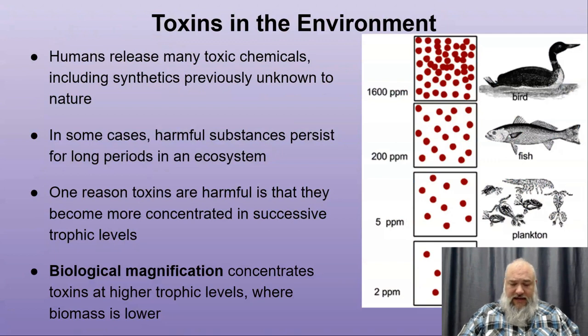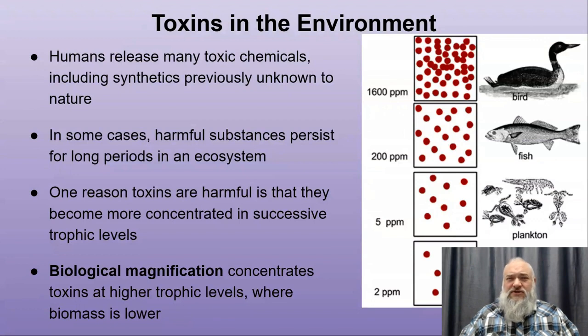Another problem that can occur is the buildup of toxins in the environment. Right now, as of the recording of this video, the buildup of PFAS chemicals in the environment is a big concern, and there's a lot of battles going on about how much should be allowed or not allowed in soils and water tables and things like that. So we release toxic chemicals, including things that have never been known by nature before. And in some cases, those can persist for long periods of time in the ecosystem: years, decades, in the case of PFAS, centuries. Okay, so once they're in the environment, they're always going to be in the environment. Those are forever chemicals.